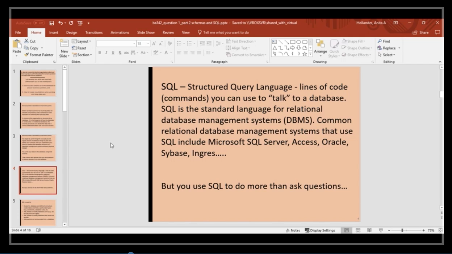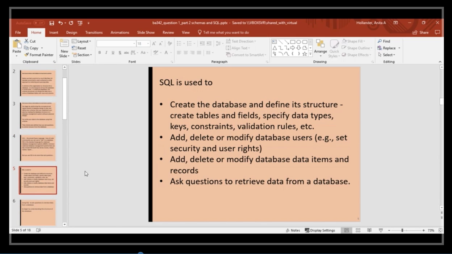But in actuality, you do use SQL to do more than just ask questions. And we bring that up because a lot of students will see structured query language and incorrectly assume that you can only ask questions with SQL. You actually can use SQL to create the database and define its structure.